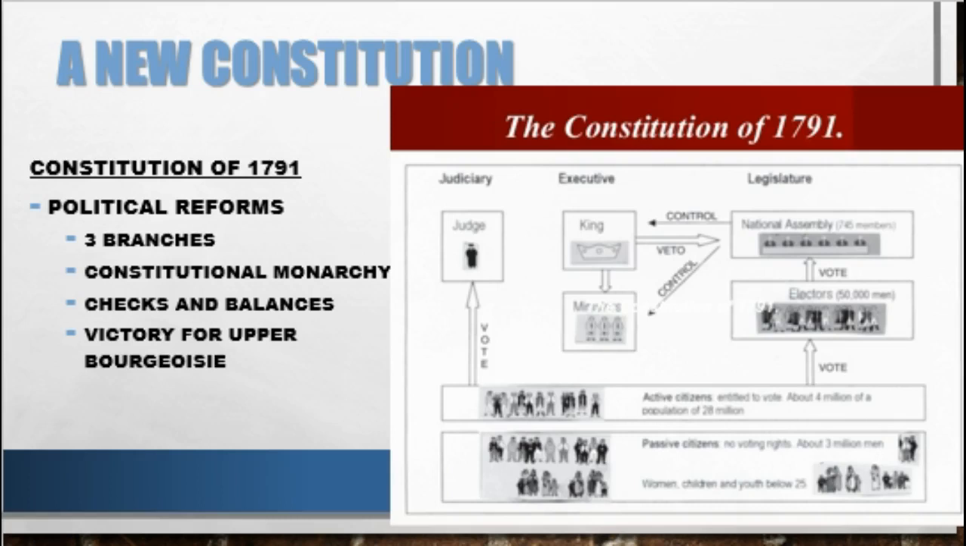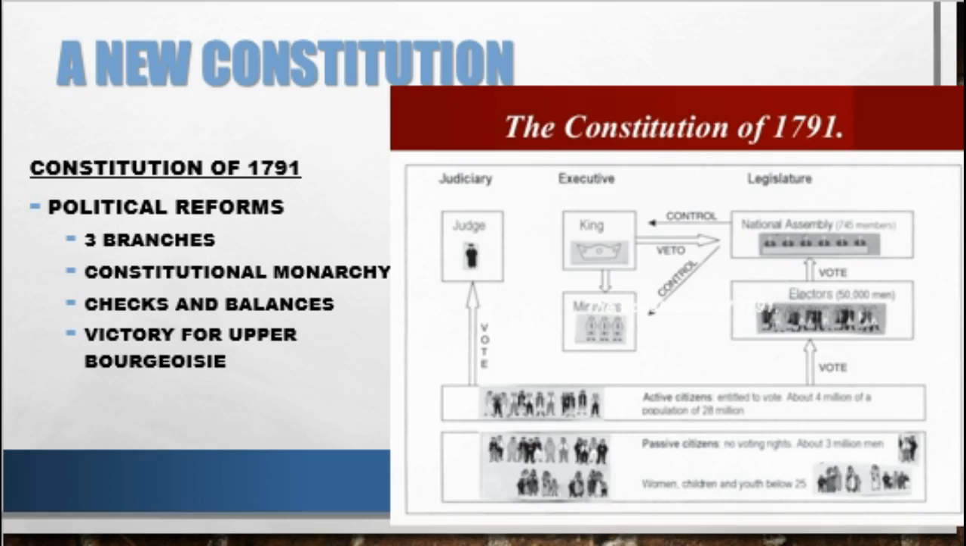The king could veto all but constitutional and financial bills. But three times through, the legislature could override the king's veto. The king's budget was limited by the Legislative Assembly. France was divided into 83 departments governed by elected local authorities.